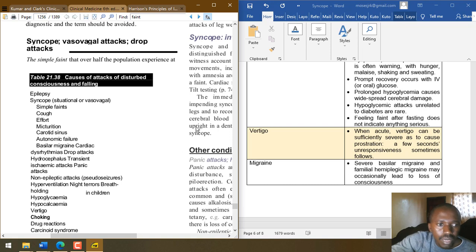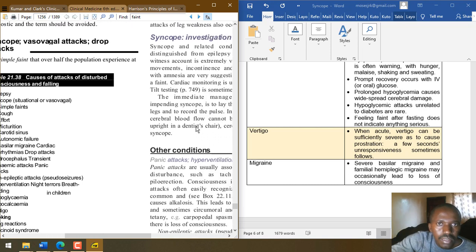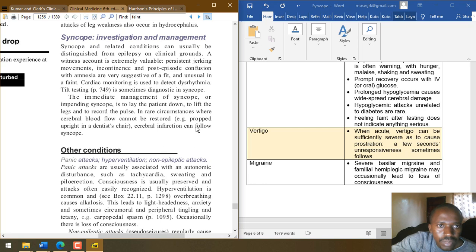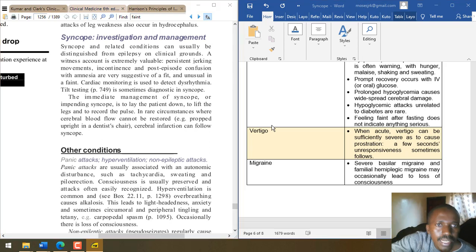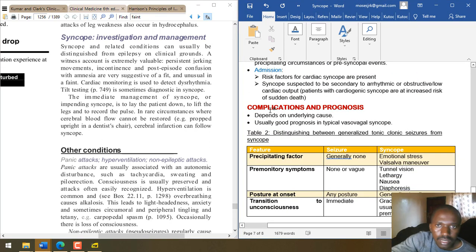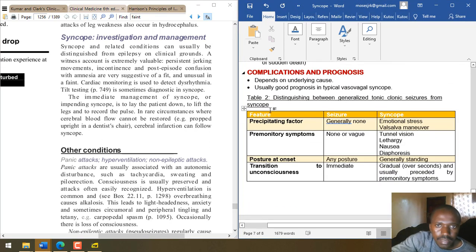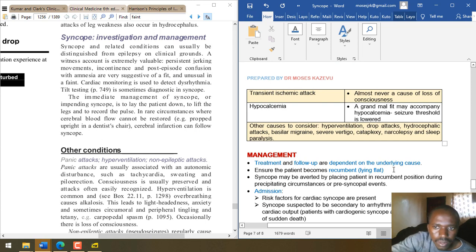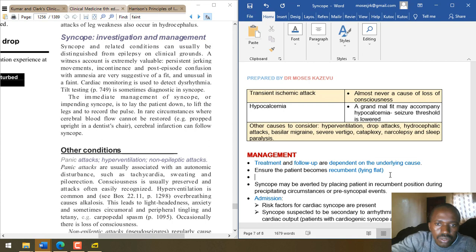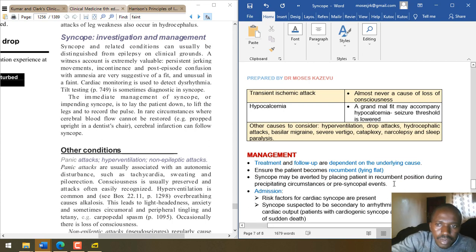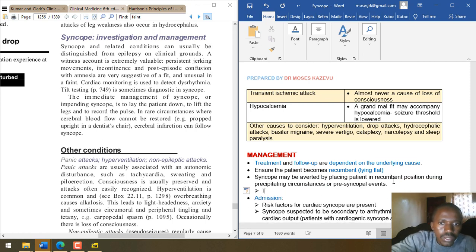from this book. Okay, so I think the investigations are also okay. The immediate management of syncope or impending syncope is to lay down, to lift the legs. This is something much more substantial here. Treatment depends on that, so ensure that the patient is lying down in the recumbent position.